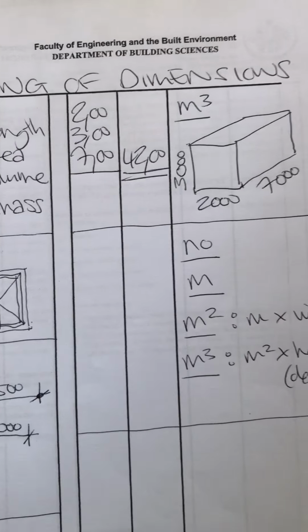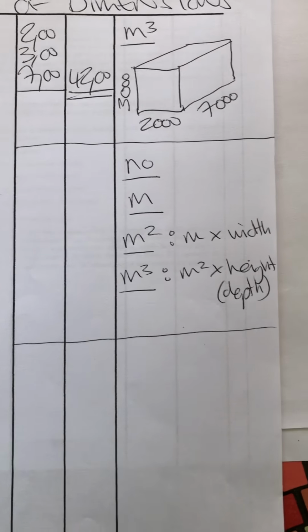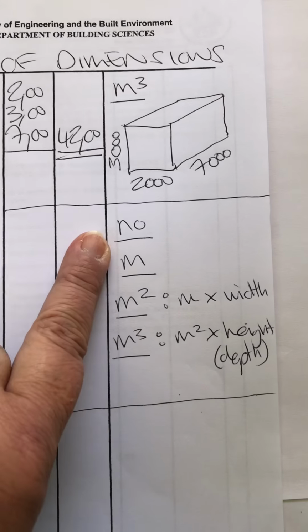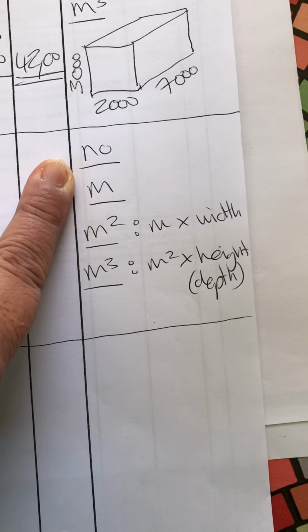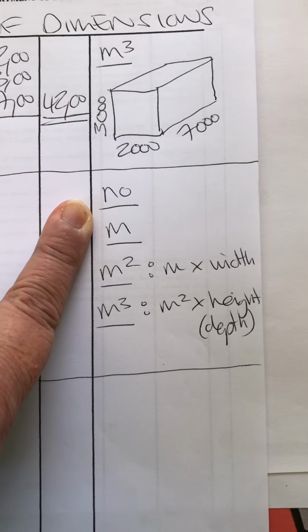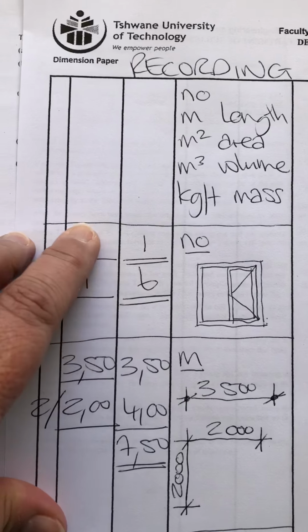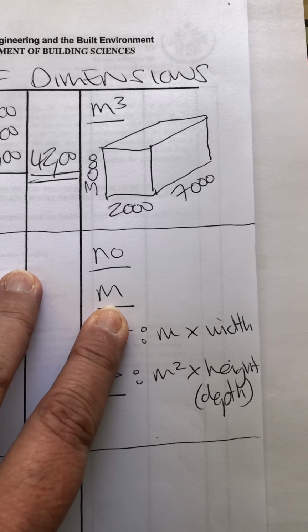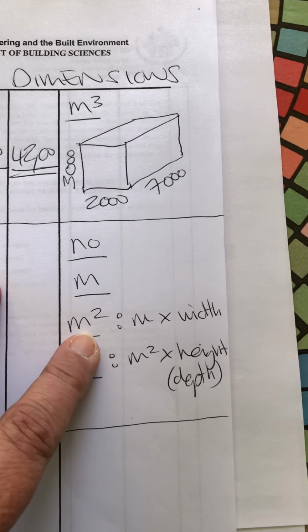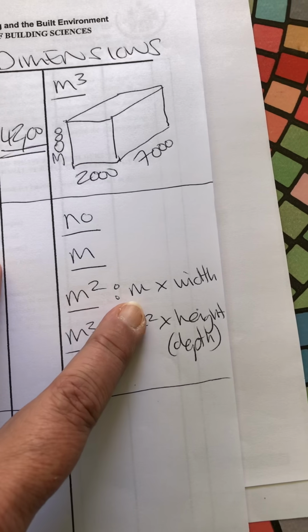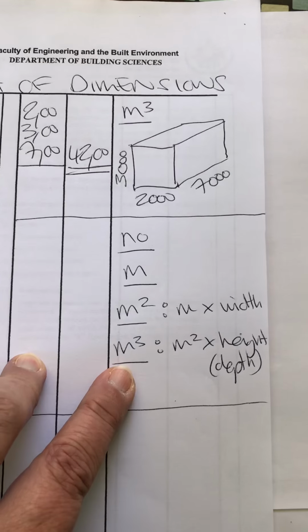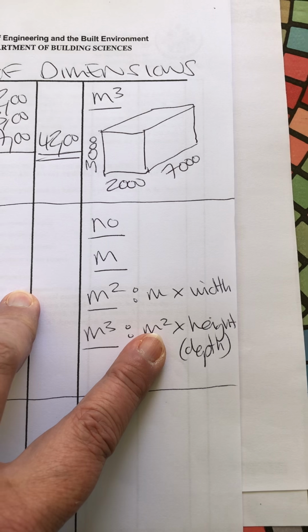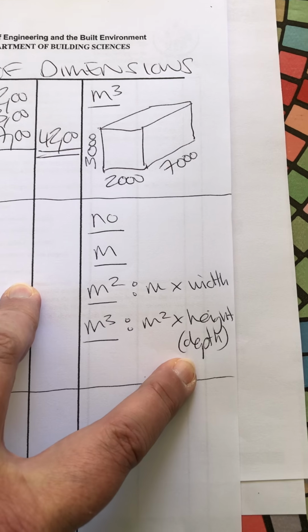Just to quickly sum up, we looked at the number dimension, which is for a window or a door. Remember, you cannot have 1.2 windows or 3.5 doors, so rounded quantities, no decimals. Then we had our length dimension, which is meters, and then we had our square meter. Square meter becomes a meter times width, or a meter times a meter. Cubic meter is actually square meter, our area, times a height or a depth.